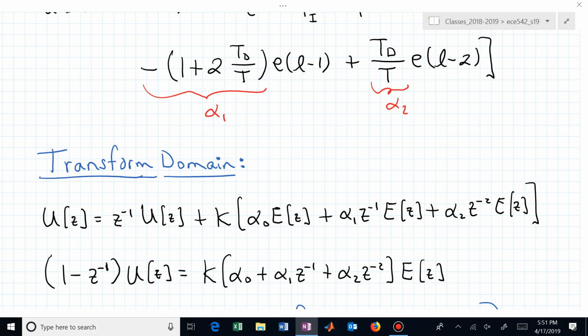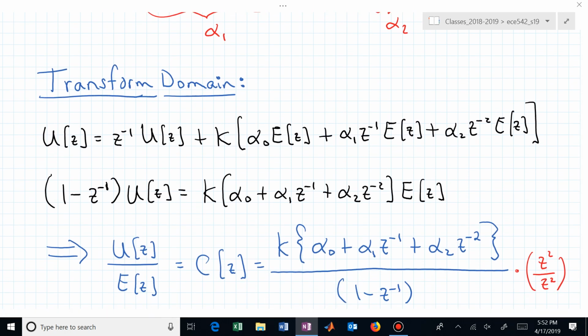Now let's move the U terms to the left, keep the E terms on the right, collecting those, and I think you can anticipate that I'm now going to find the structure of our controller for the discrete time setting. I'm dividing both sides by 1 minus e to the minus 1. I keep everything in the numerator that was scaling E of z, and I'm going to divide both sides by E of z. That gives me now a controller, capital C of z, in terms of z to the minus 1.